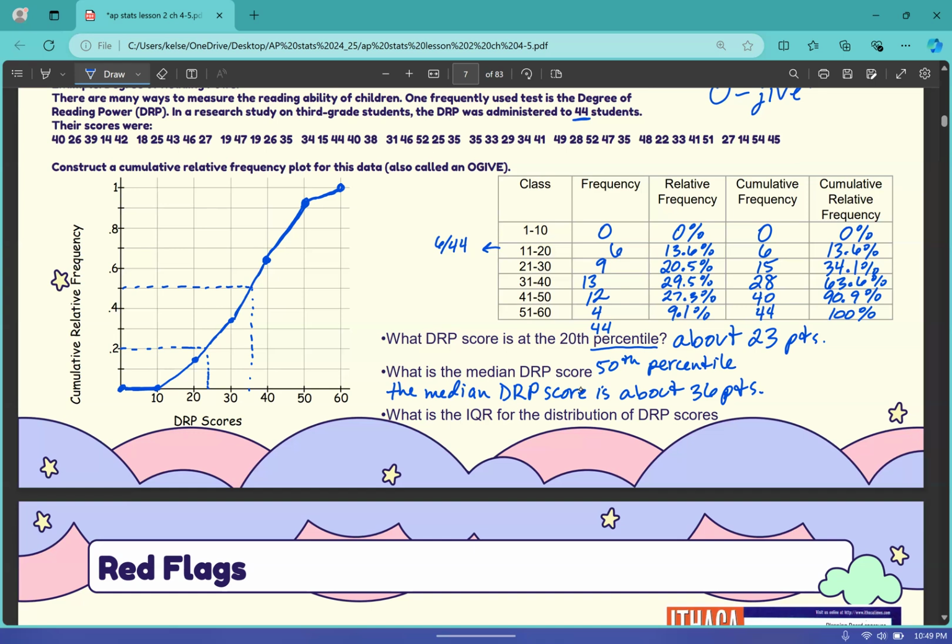Now here, you're asking for the IQR. Remember, the IQR is Q3 minus Q1. Q3 is at 75%, and Q1 is at 25%. So we go here to find Q3. Here's 70, so 75 is right in the middle. Again, try to draw as straight as you can and go right down.